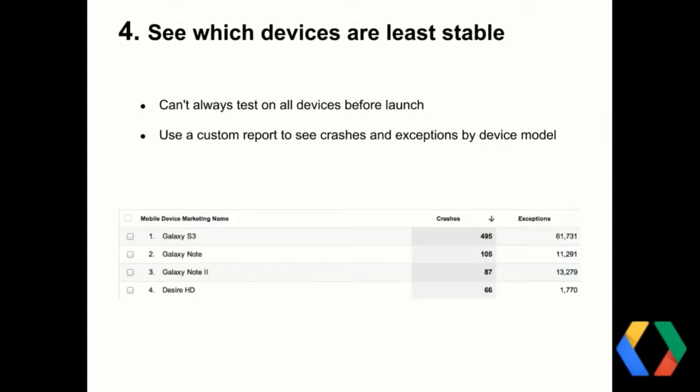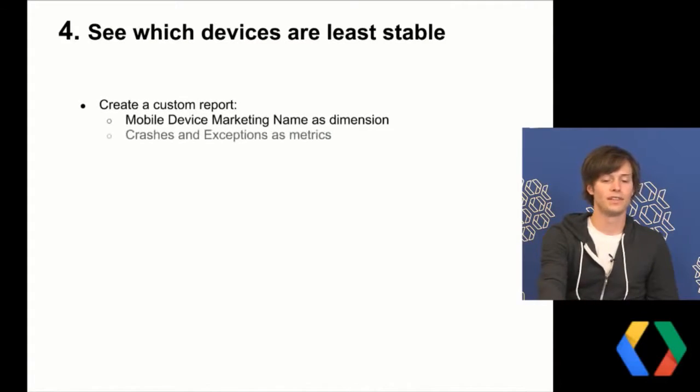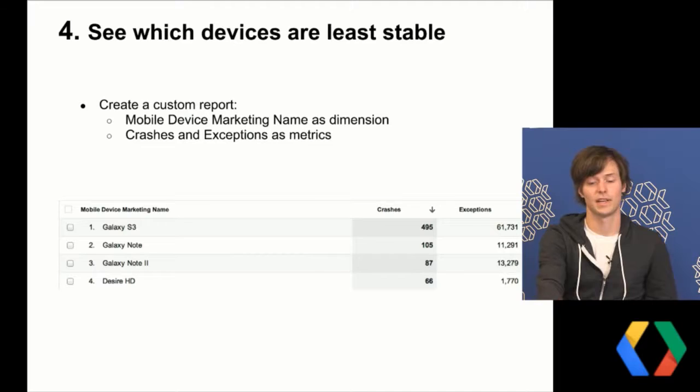So in this case, obviously there's a lot of crashes on Galaxy S3. That may be just because more people are using the S3 to use your app, but it may be something you want to take a look into further. Or for example, on a Desire or on a Galaxy Note 2, that may be a device you haven't tested at all. You might want to drill in there to see what kinds of crashes are happening. Maybe it's a device you want to target for future testing before you launch the next version. And just quickly, to create a custom report, I use mobile device marketing name as the dimension, crashes and exceptions as metrics, and then you get this pretty clean report.